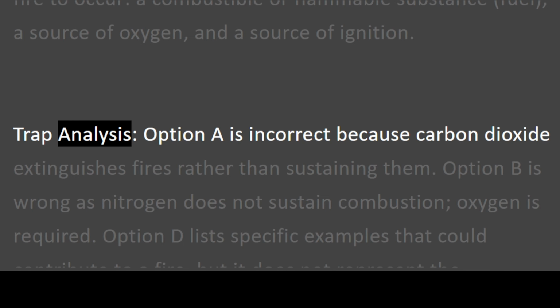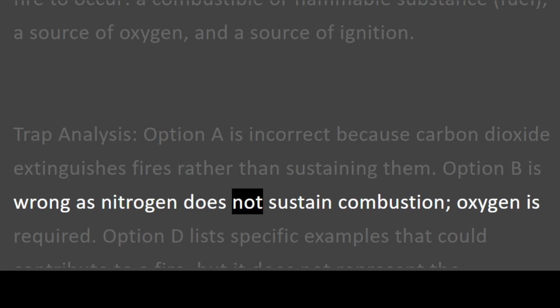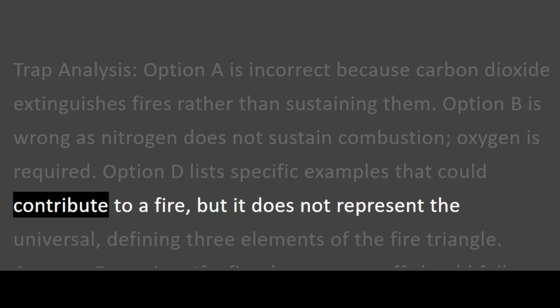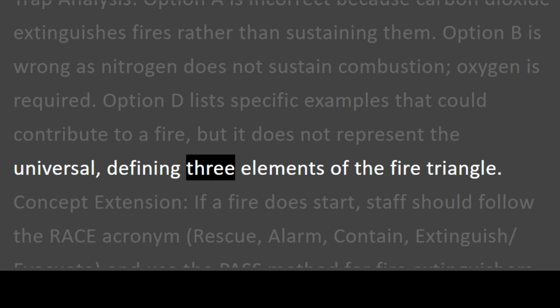Trap analysis. Option A is incorrect because carbon dioxide extinguishes fires rather than sustaining them. Option B is wrong as nitrogen does not sustain combustion. Oxygen is required. Option D lists specific examples that could contribute to a fire, but it does not represent the universal, defining three elements of the fire triangle.